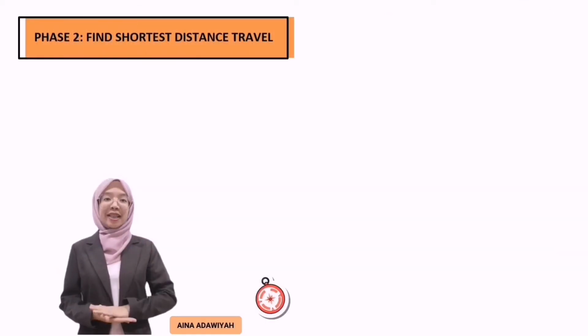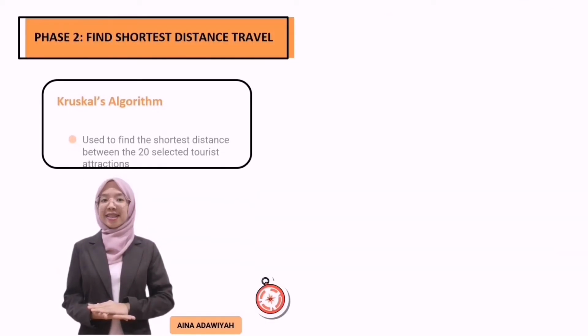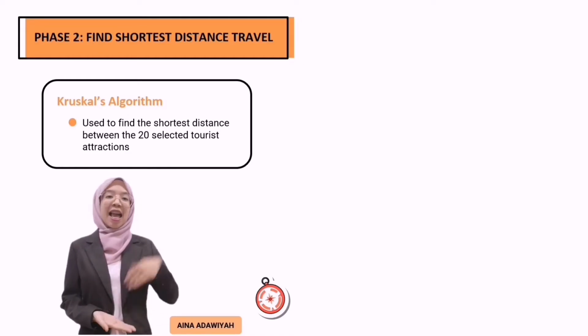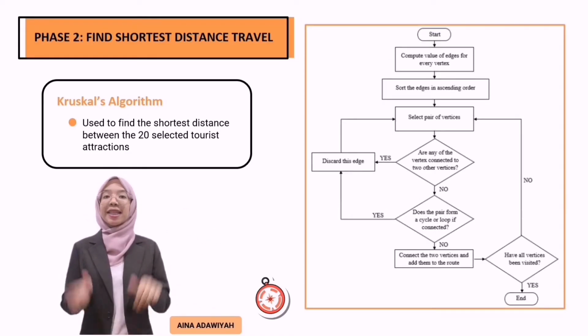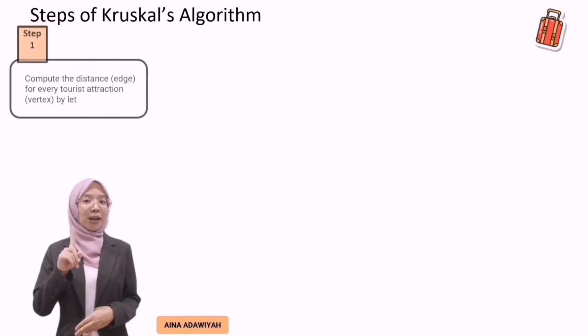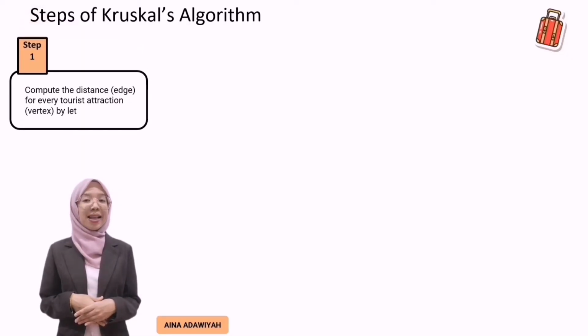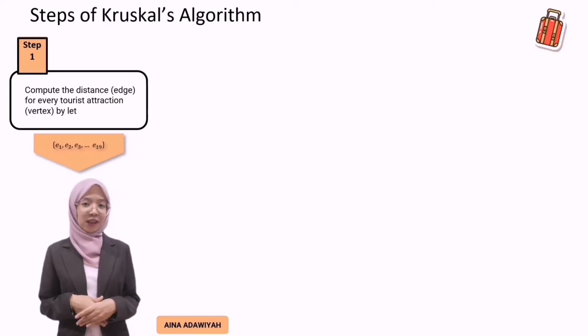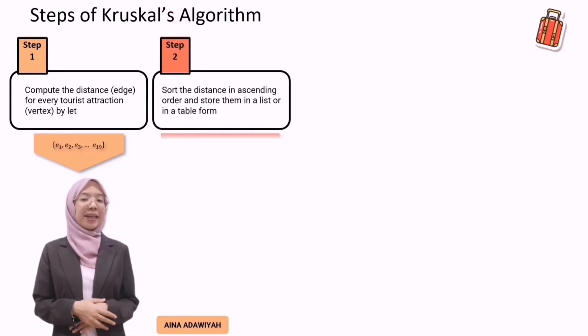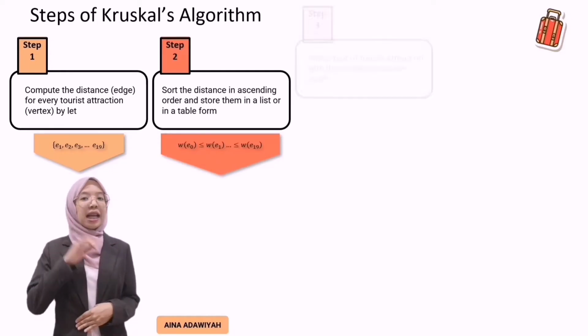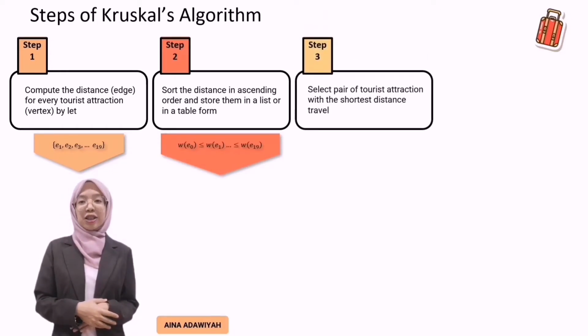In phase 2, Kruskal's algorithm was used to find the shortest distance between the 20 selected tourist attractions. This figure portrays the process of finding the shortest distance using Kruskal, which contains 6 steps as follows. Step 1. Compute the distance for every tourist attraction's value of vertex V, where V is equal to 0 until 19. Step 2. Sort the distance in ascending order and store them in a list or table form. Step 3. Select the pair of tourist attractions with the shortest distance traveled.